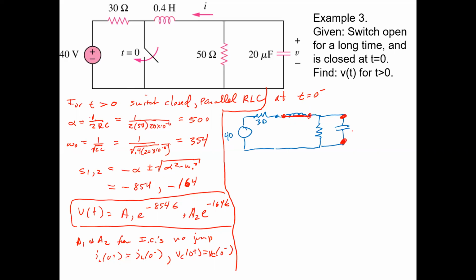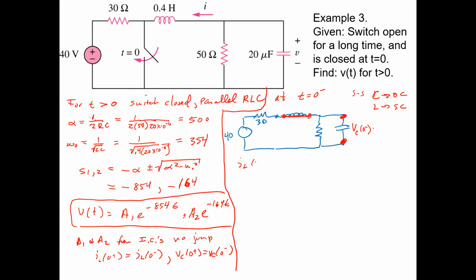An open circuit. And so VC of 0 minus is just going to be the voltage across the resistor when you have all the current going through it. There's no current that's going to go there, right? So, right, in a steady state, capacitor is an open circuit, inductor is a short circuit.